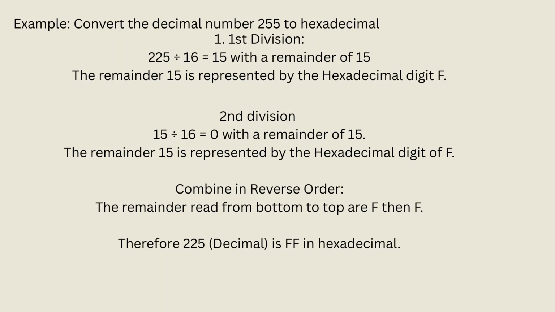Example, convert the decimal number 255 to hexadecimal. First division. 255 divided by 16 equals 15 with a remainder of 15. The remainder 15 is represented by the hexadecimal digit F. Second division. 15 divided by 16 equals 0 with a remainder of 15. The remainder 15 is represented by the hexadecimal digit F. Combined in reverse order, the remainders read from bottom to top are F then F. Therefore, 255 decimal is FF in hexadecimal.